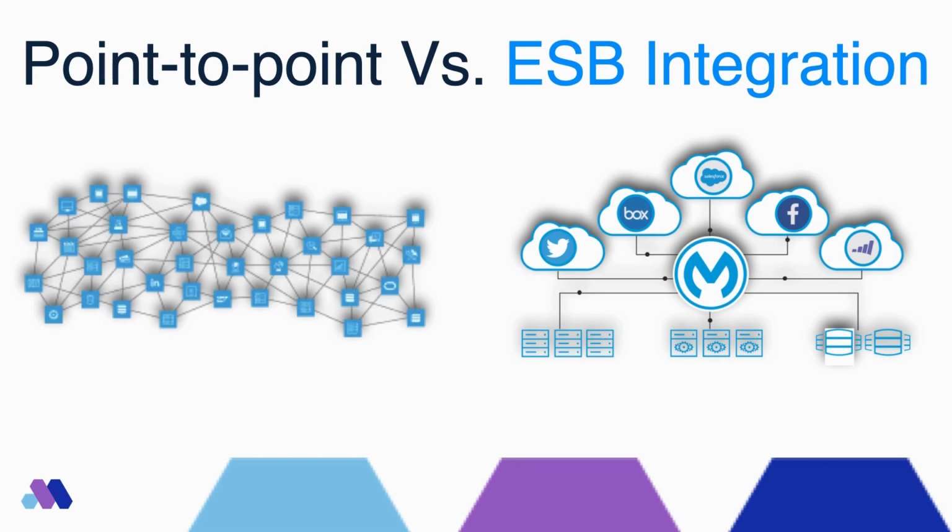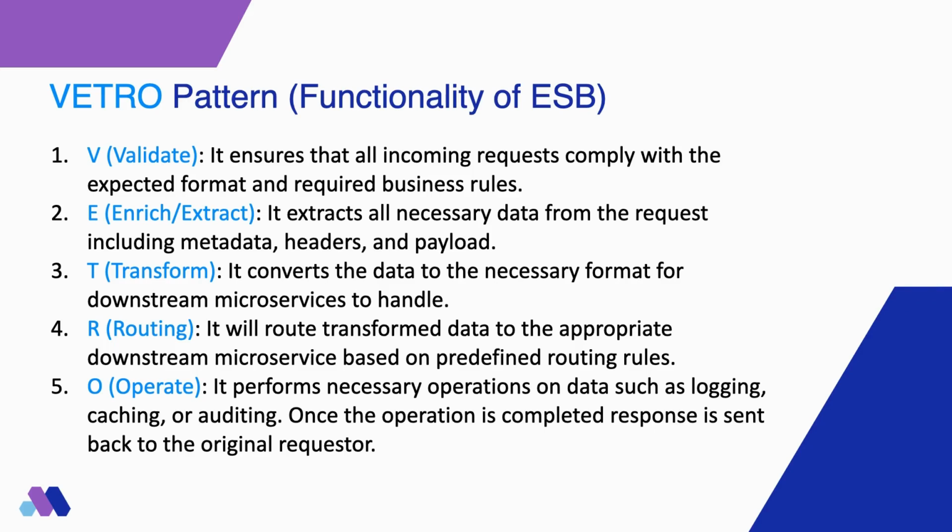Now let's see the functionality of an ESB called VETRO pattern. VETRO pattern is an acronym for validate, extract, transform, route, and operate. Each component plays a crucial role in efficiently processing microservice requests. Let's look at each component in detail.